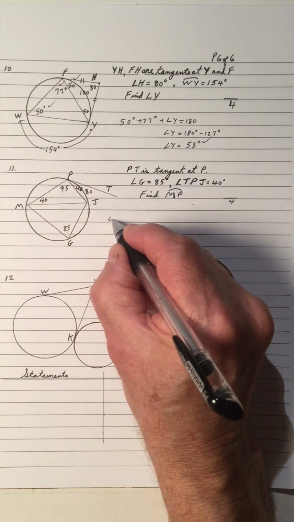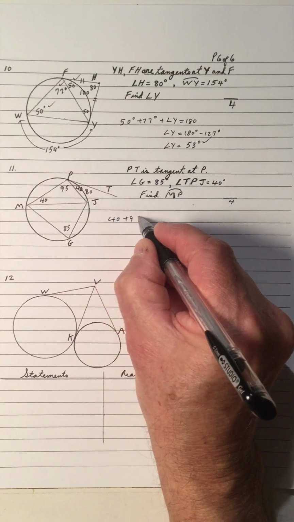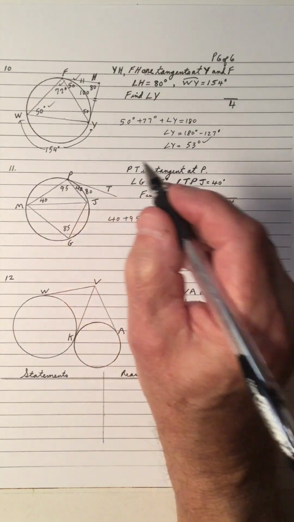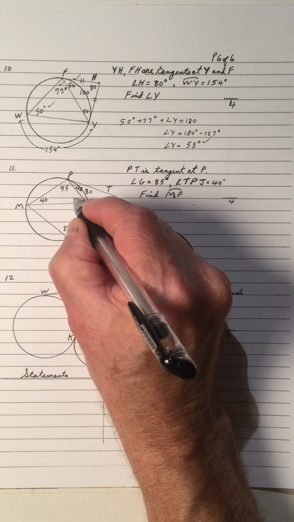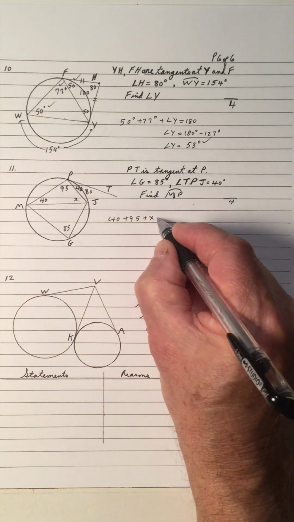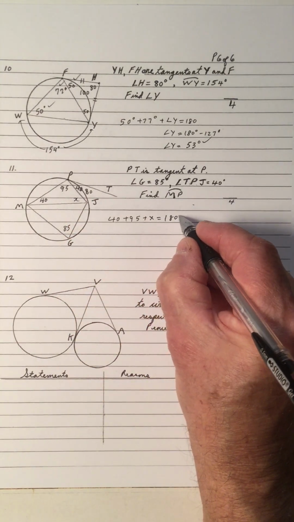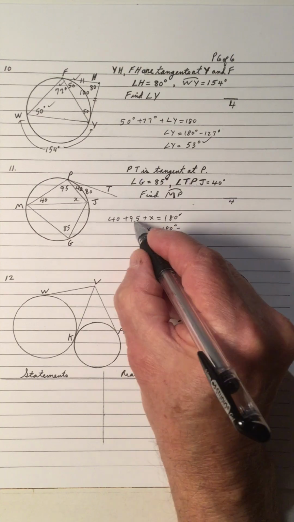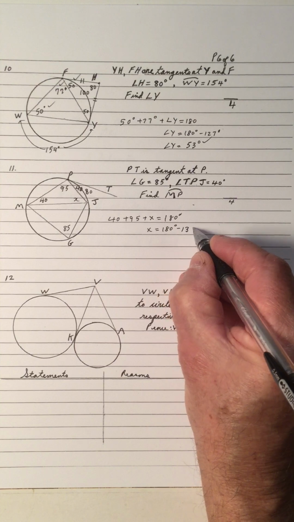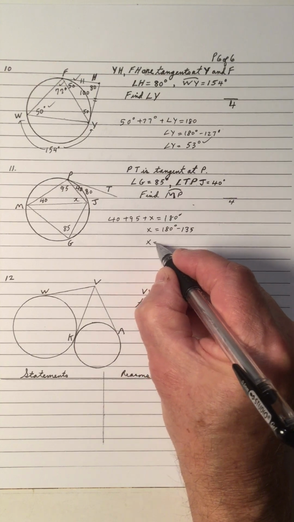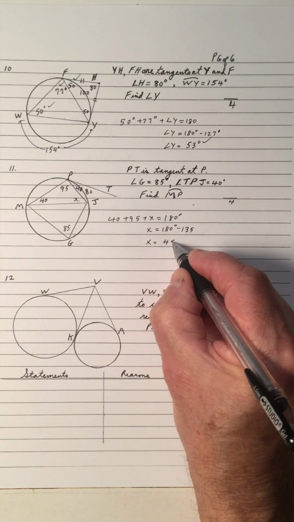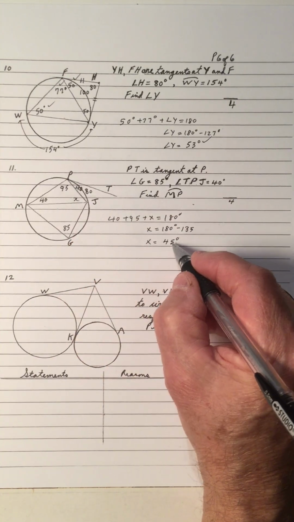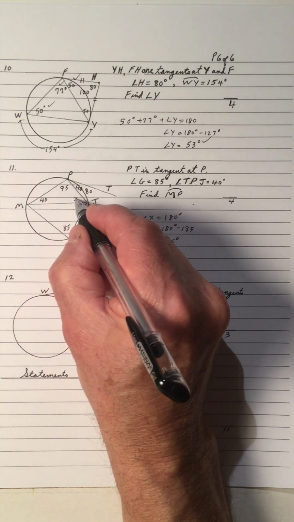And if these angles, 40 plus 95 plus, I'm going to call that just X for a second, make it simple. These angles add up to 180. So X is equal to 180 minus 135, so that makes that angle 45. So X is 45. So that angle is 45.